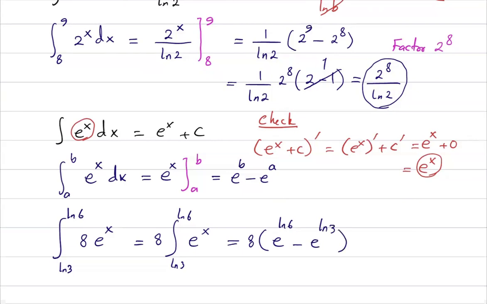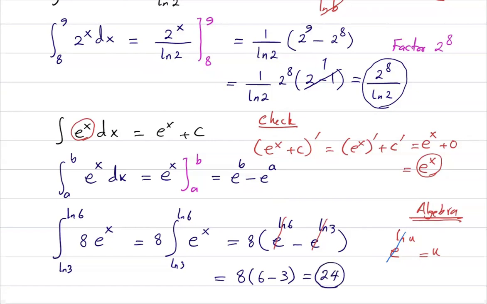From algebra, remember that when you have e to the power ln of u, since e and ln are inverse functions, the outcome is u. So in either of these cases, you can get rid of e to the power ln. You end up with 8 times 6 minus 3, or 24.